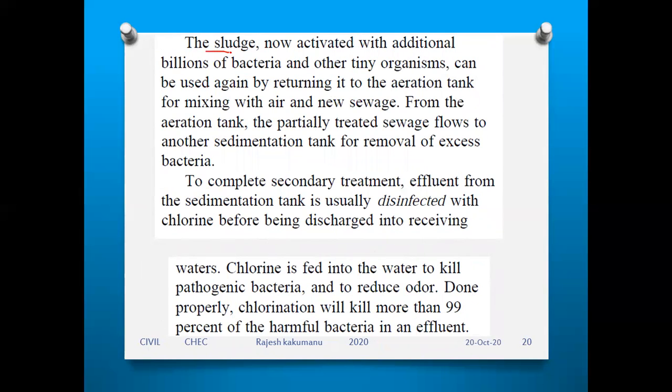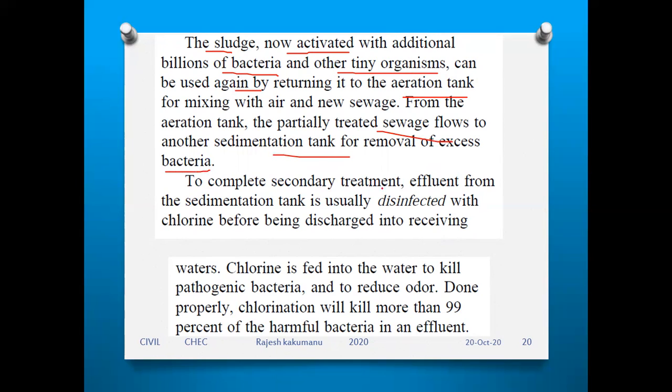Now the sludge, which is called activated sludge, contains billions of bacteria and other tiny organisms. What does it do? It can be used again by returning it to the aeration tank for mixing with air and new sewage. From the aeration tank, what happens? From the aeration tank, the partially treated sewage flows to the other sedimentation tank for the removal of excess bacteria.